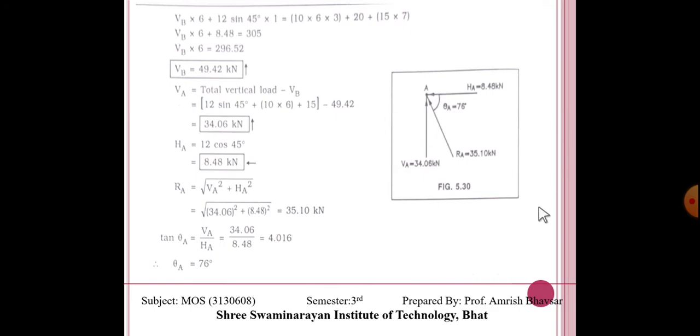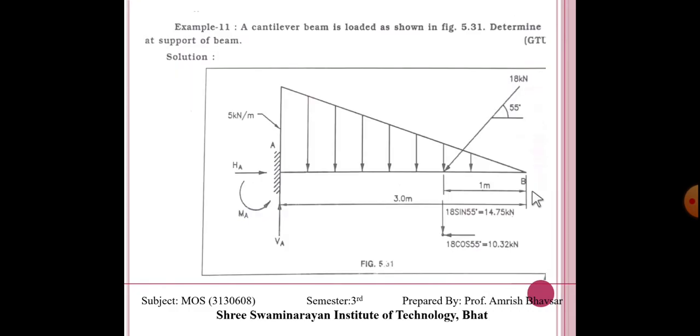Whenever we are going to calculate the resultant reaction, at that time we have to indicate that reaction with the help of this figure. Now this is a cantilever beam, loaded with UVL and a point load also. So we have to make two components from this 18 kilonewton force. So vertical component is equal to 18 sine 55. So it is 14.75 and horizontal, that is 10.32.